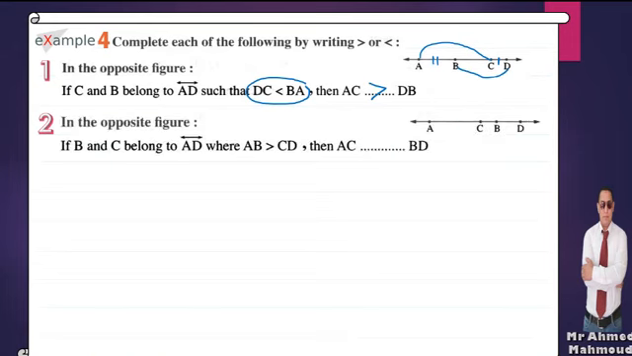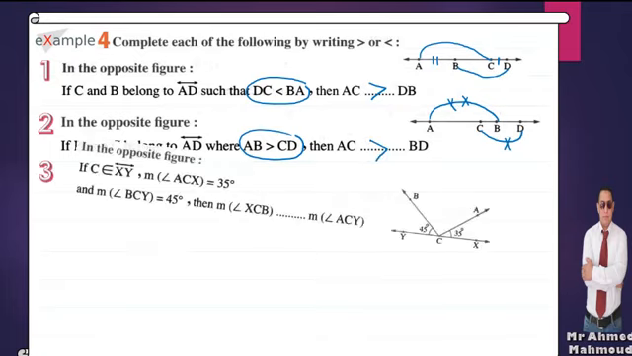Next one. Here we have AB greater than CD. AB greater than CD. This one is the big and this one is the small. Okay, then AC and DB. By subtracting this one from both sides, still this one is the big one. Then AC greater than BD.